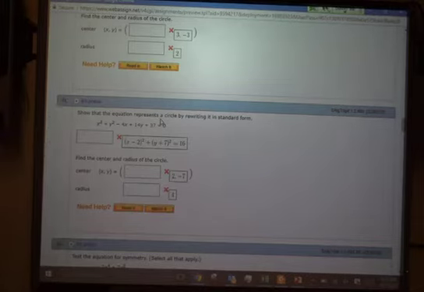Should be able to write as a binomial x minus 2 and a binomial y plus 7. And then the right hand side becomes 16.